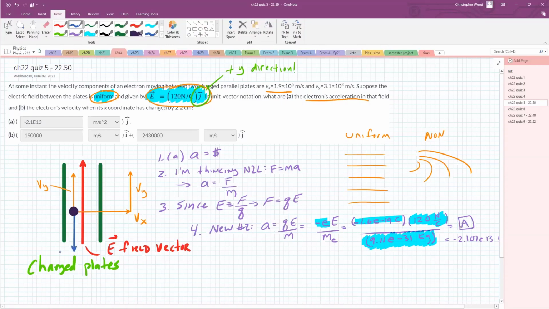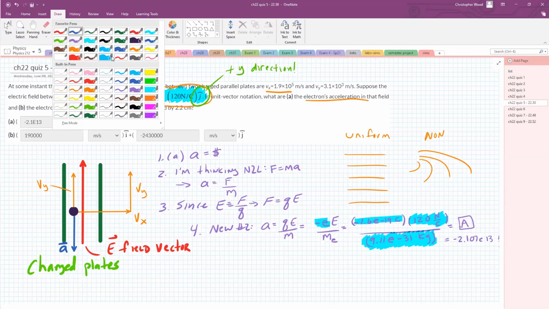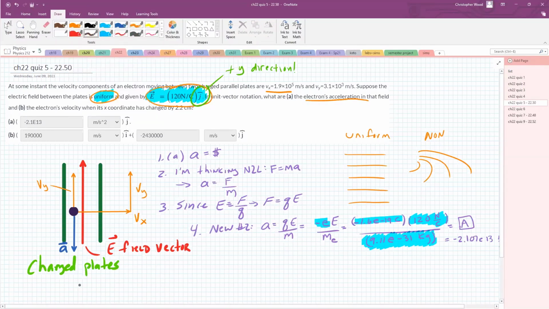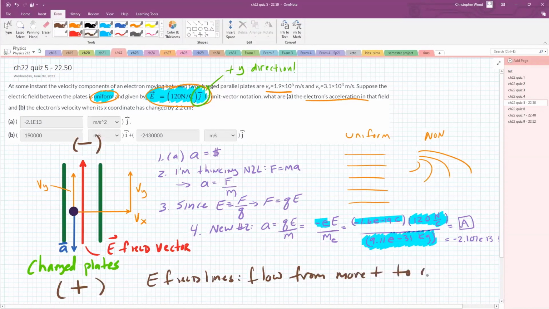Does that make sense? It does make sense. This is the acceleration of the electron. It's a vector. And remember what the lecture video said time and time again: by convention, electric field lines flow from a more positive region to a less positive region. That's worth its weight in gold in terms of utility.